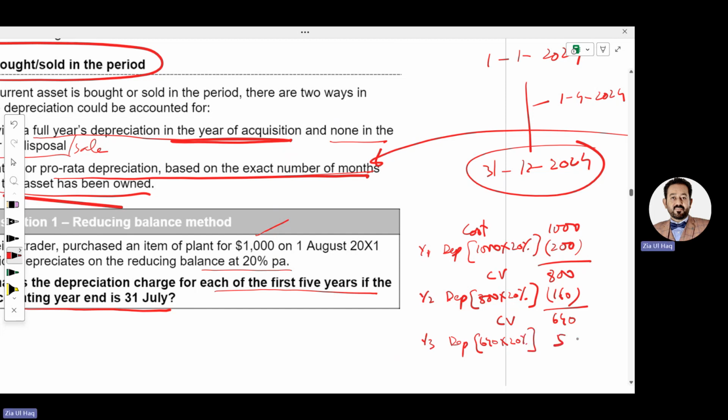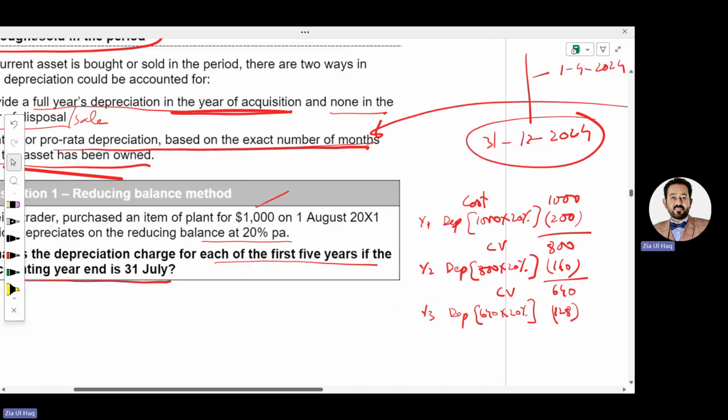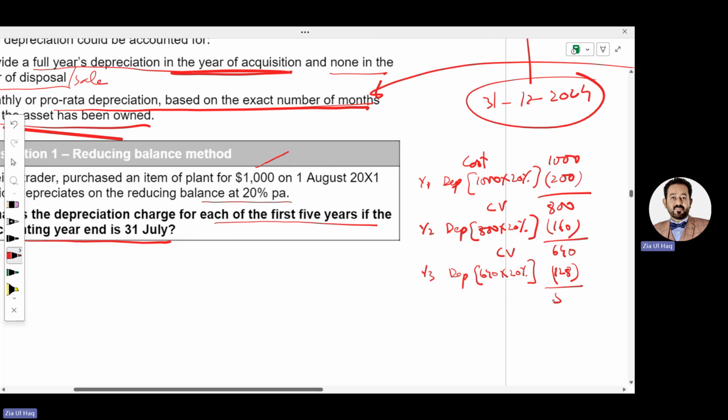51, no, 128 depreciation. 128 depreciation and carrying value will be 512 in year 4, this is carrying value. So year 4 depreciation will be 512 into 20%, 102. And carrying value will be 410.